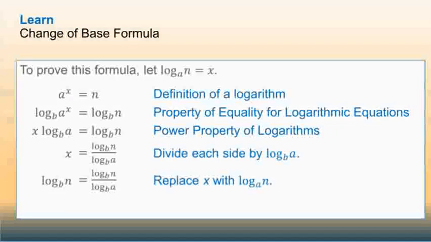So to prove this formula, let log base a of n equal x. Here you can see the definition of a logarithm. You write log base b on both sides, then you use the power properties. So you put the x out in front here. So it's x times log base b of a equals log base b of n. To get x by itself, you divide by log base b of a on both sides, and there's our formula.